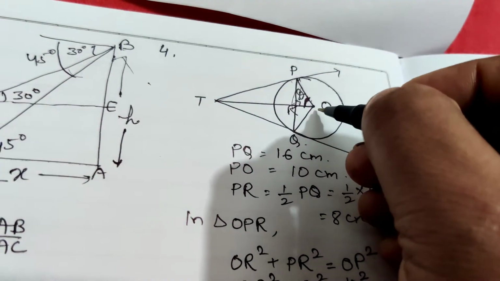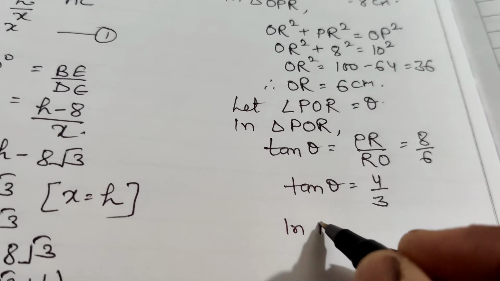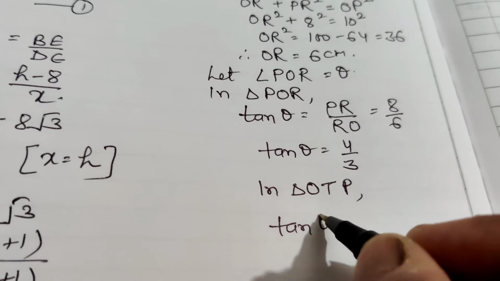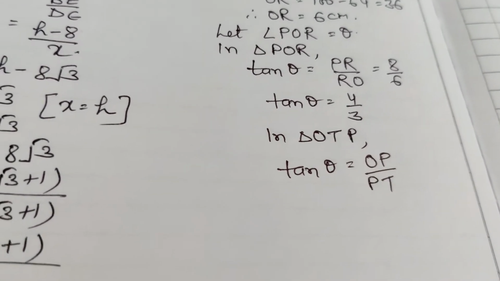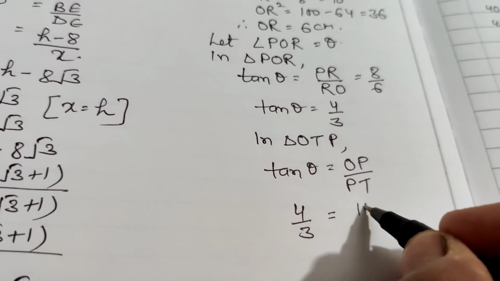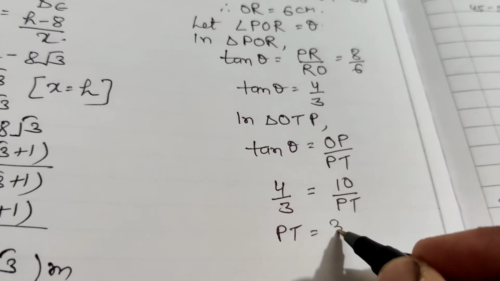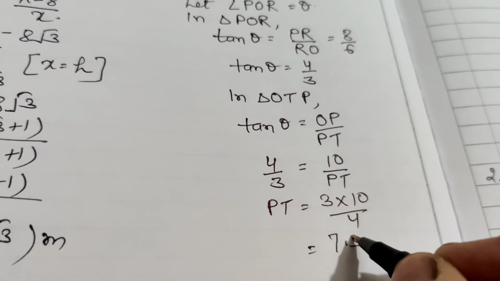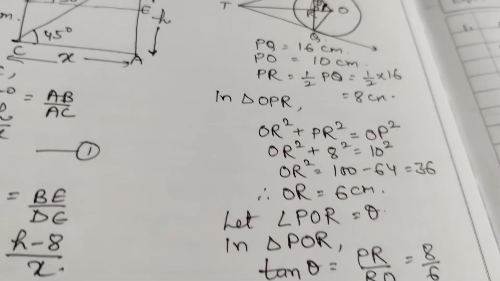Now in triangle OTP, tan theta equal to OP upon PT. The value of tan theta is 4 by 3, OP is 10, and we find PT. PT equal to 3 into 10 by 4, which is 30 by 4, that is 7.5 centimeter. Okay, the length of PT is 7.5 centimeter.